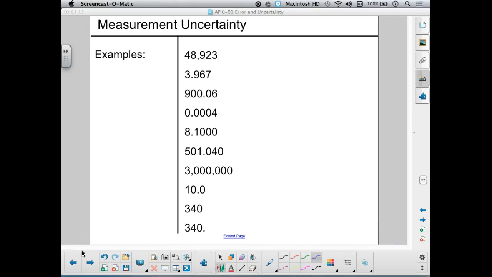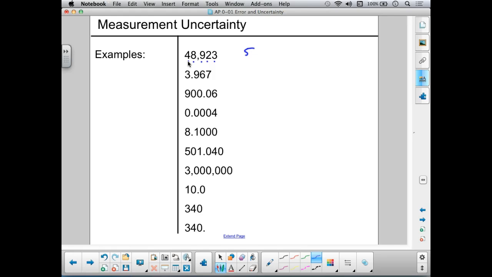Let's take this first value, 48,923. These are all non-zero values. So if I look at rule number 1, all these values are not zero, so they are all significant. There are 5 significant figures in this number.